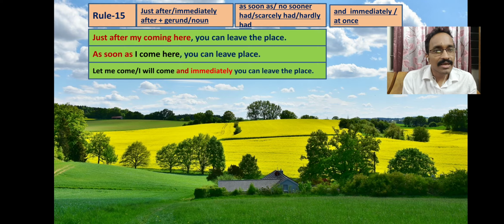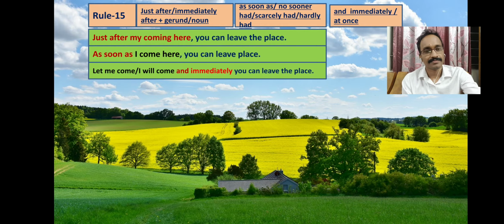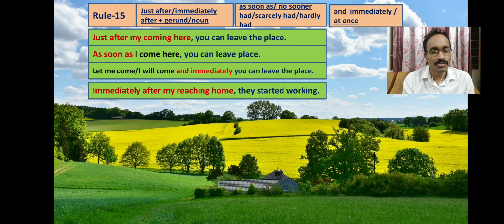So how to make it a compound sentence? You see, I will come and immediately you can leave the place, or let me come and immediately you can leave the place. So here we see the sequence of tense, the future indefinite and present indefinite. Understand? So let's go through another example.